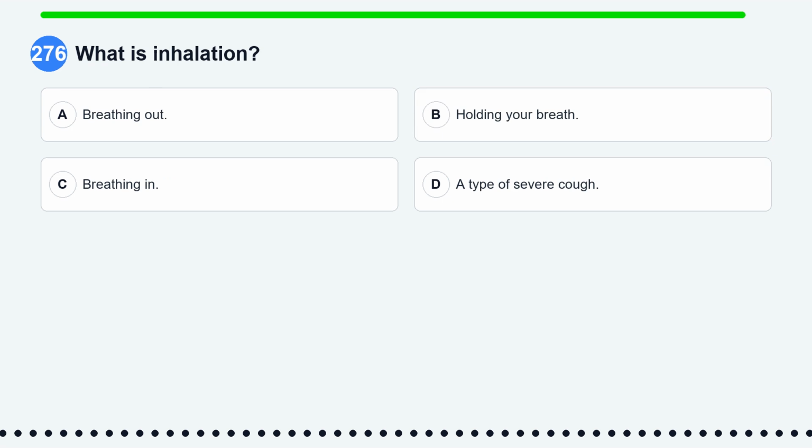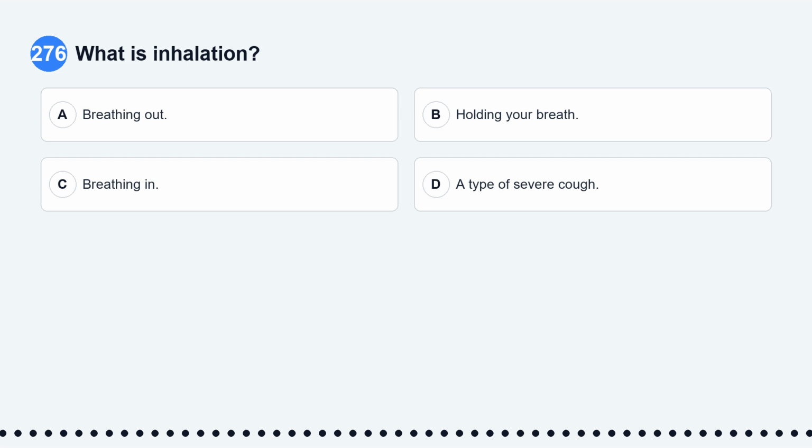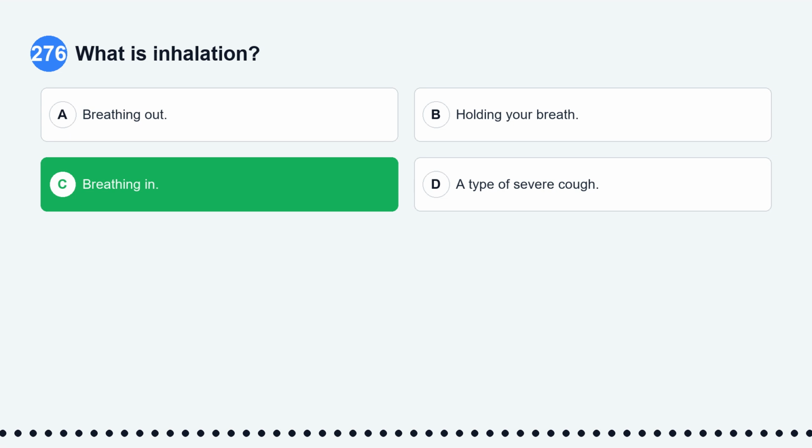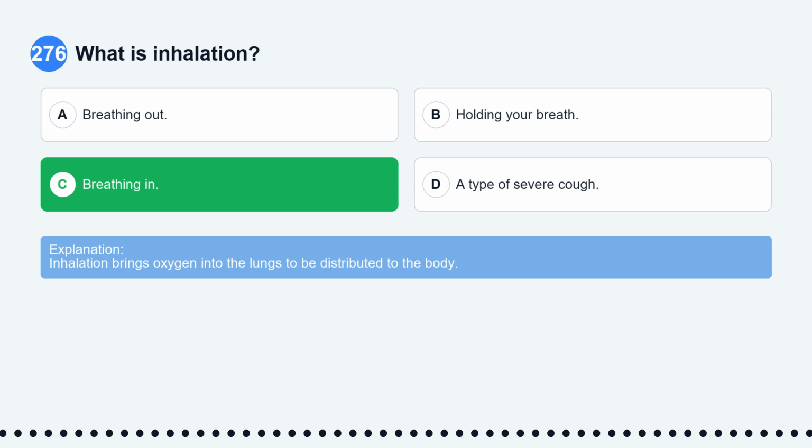Question 276. What is inhalation? Option A, breathing out. Option B, holding your breath. Option C, breathing in. Option D, a type of severe cough. The correct answer is option C, breathing in. Inhalation brings oxygen into the lungs to be distributed to the body.